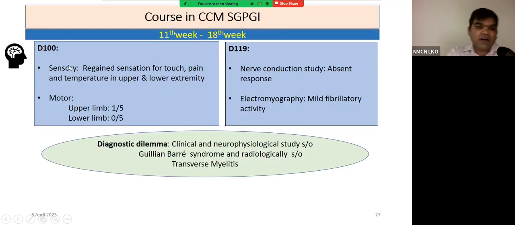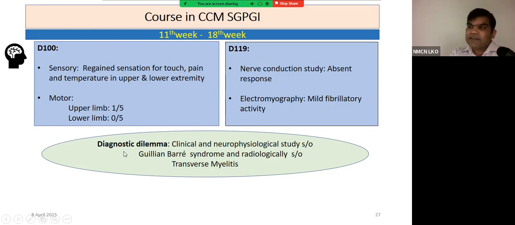On day 100, the patient regained sensation to fine touch, pain, and temperature in upper and lower extremities. But on motor examination, the upper limb showed 1/5 and on the lower limb, motor power was 0/5. So again, on day 119, a nerve conduction study was done, which showed absent response. And on electromyography, it showed mild fibrillatory activity.